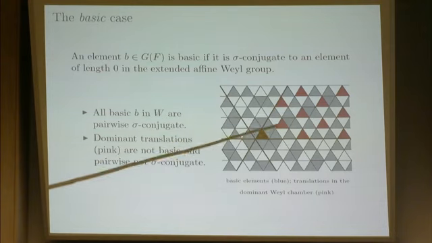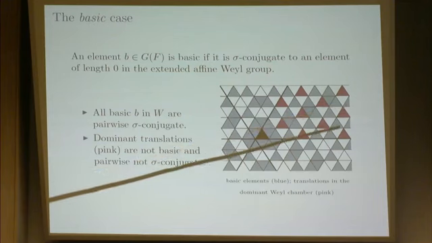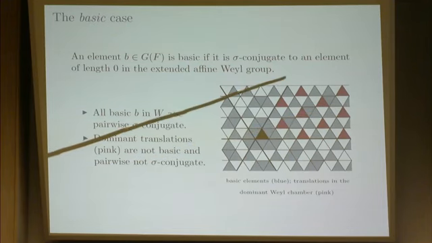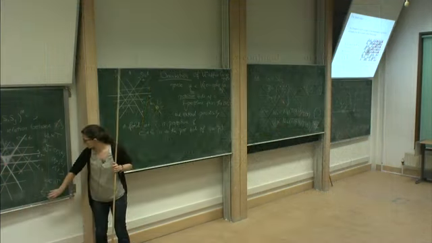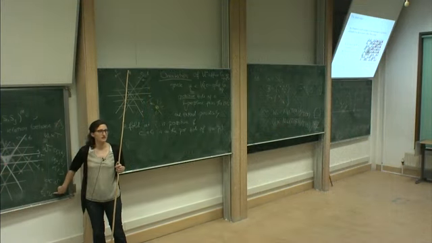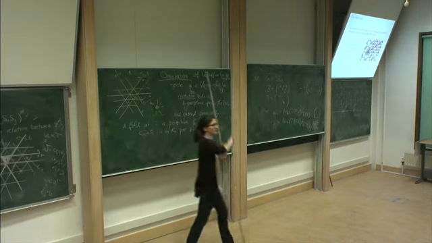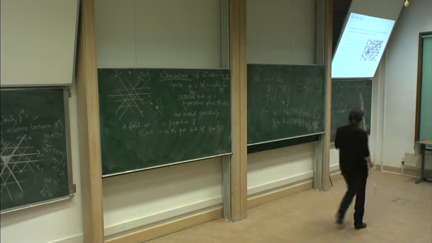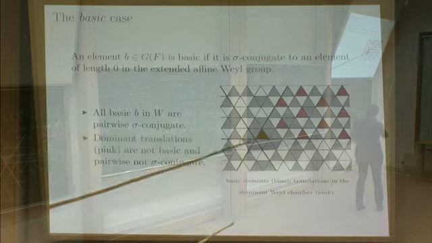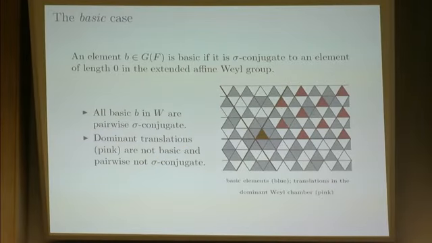And then the case we were looking at are the pink ones. They're the translations, meaning that in this description of your elements here, as a translation times the spherical element, the spherical element is the identity. So you just translate your fundamental alcove, your fundamental chamber somewhere. And those are pairwise not sigma conjugate. So each of the pink ones is a separate case.